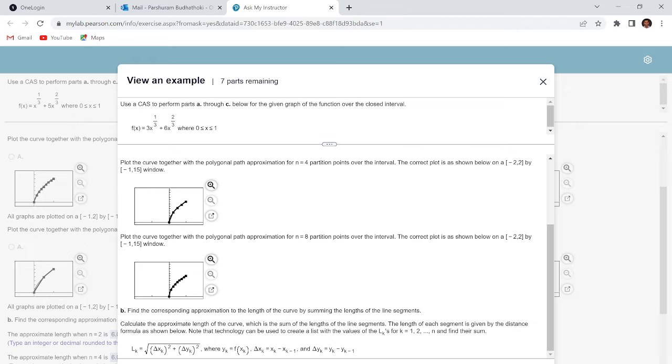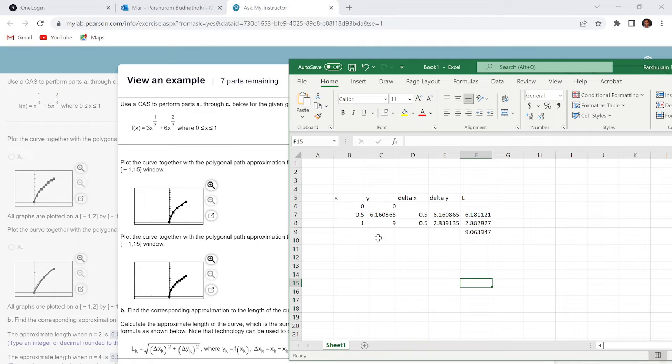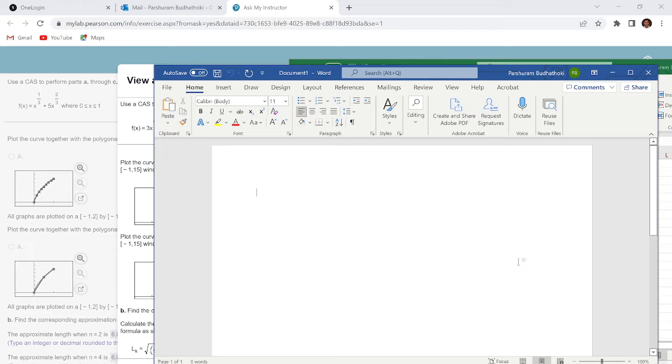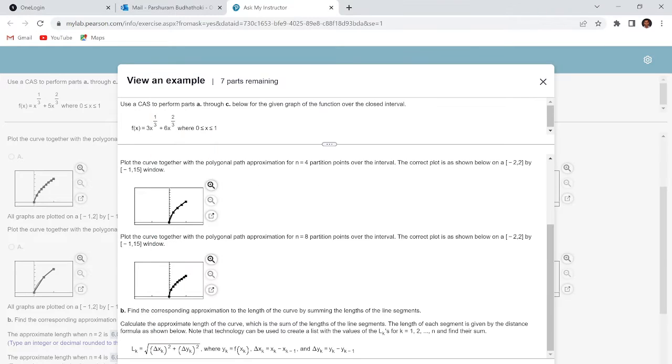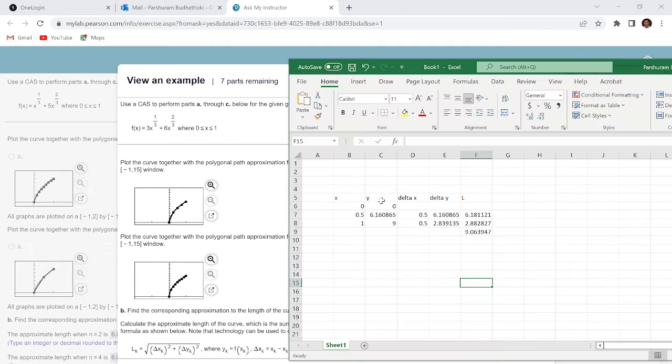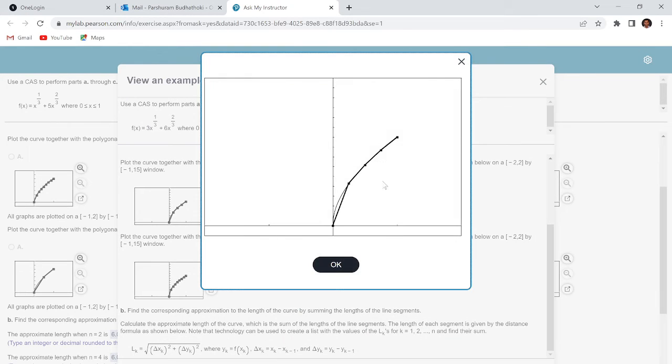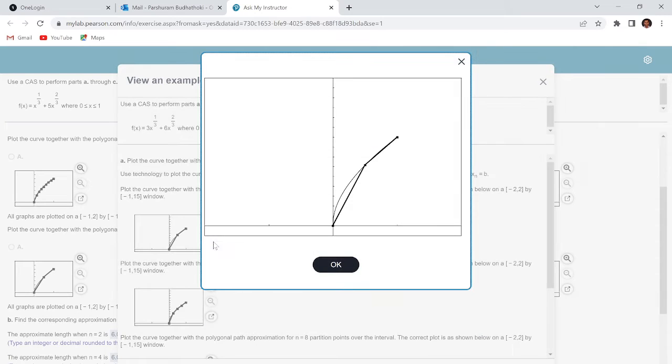For k equal 1, I just use the Excel sheet here. As you can see, from 0 to 1, and 0 to half, and half to 1. x0 is 0, x1 is 0.5, x2 is 1. So this is 0, 1, 2. There are 3 points you can see in this graph. For n equal 2, x0, x1 and x2.